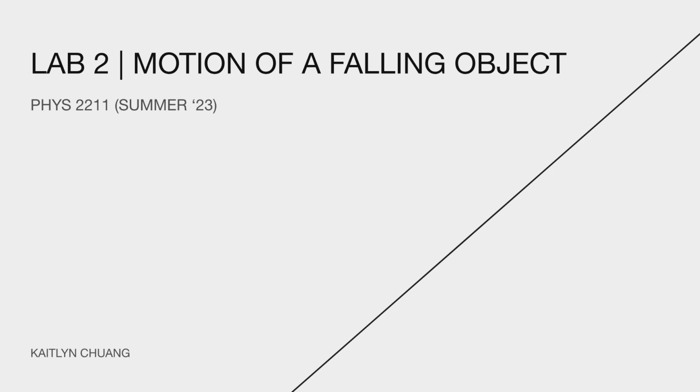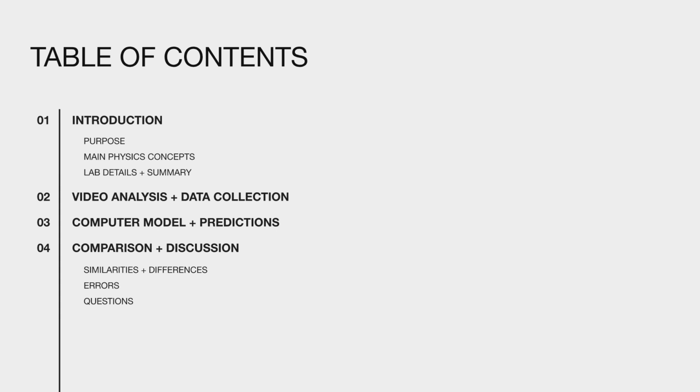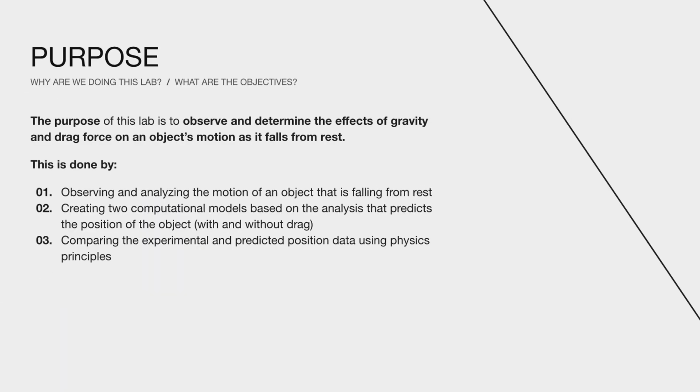This is Lab 2, Motion of a Falling Object for Physics 2211. Here's what we'll be covering in this presentation and video. The purpose of this lab is to observe and determine the effects of gravity and drag force on an object's motion as it falls from rest.